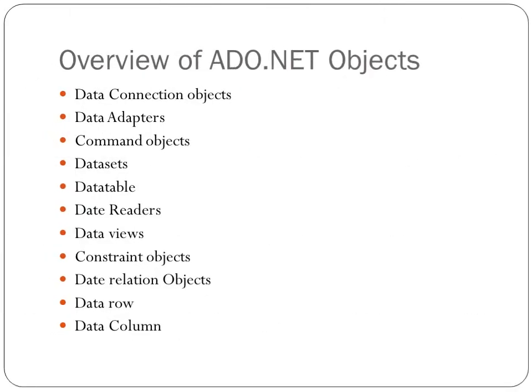.NET objects. Now we are going to see the main things which are used for database connectivity. Especially we need some objects. They are data connection objects, data adapter, command objects, data set, data table, data readers, data views, constraint objects, data relation objects, data row, data.